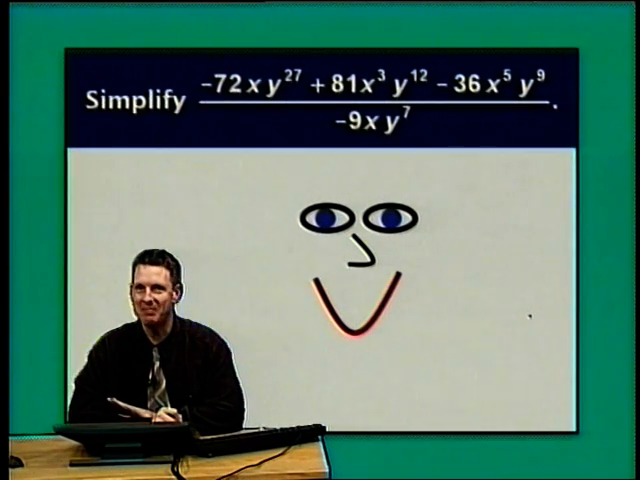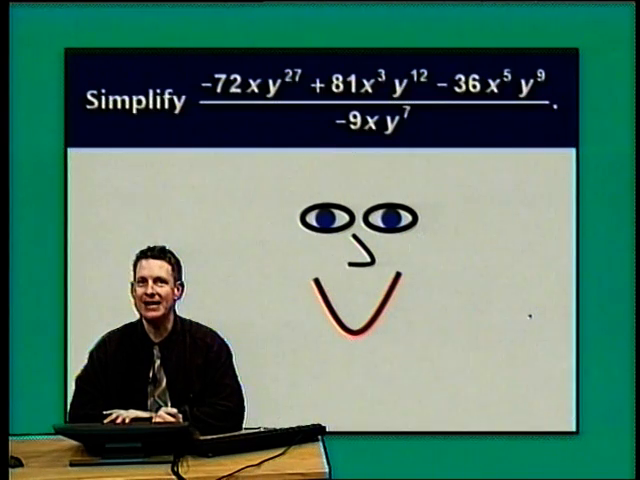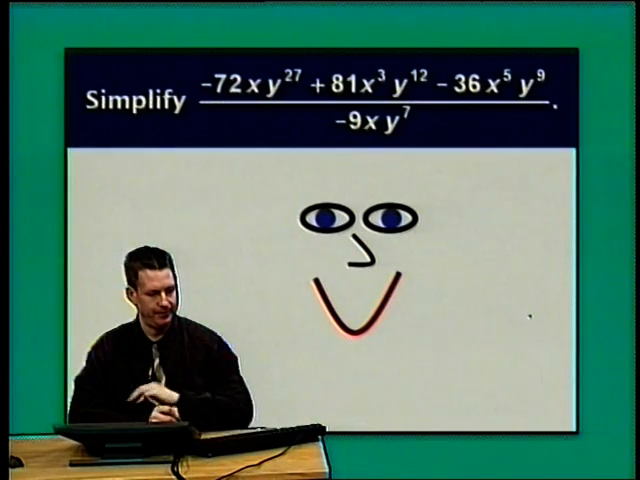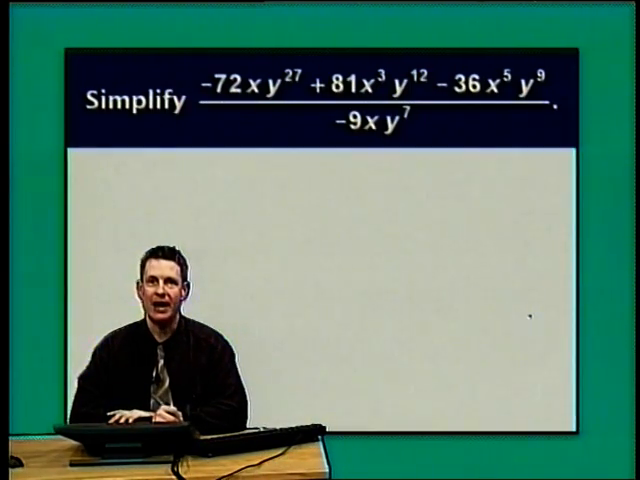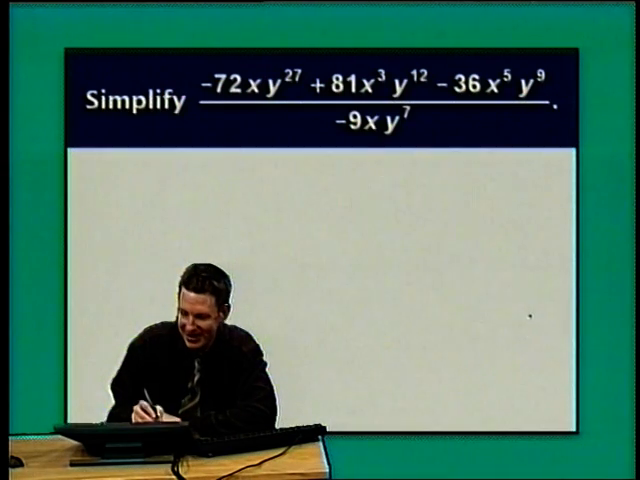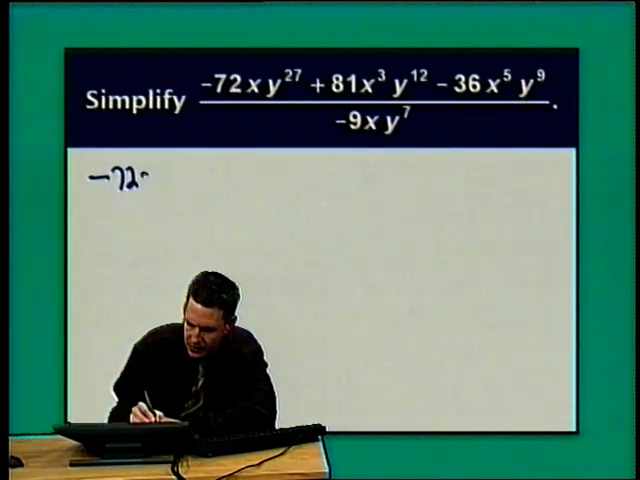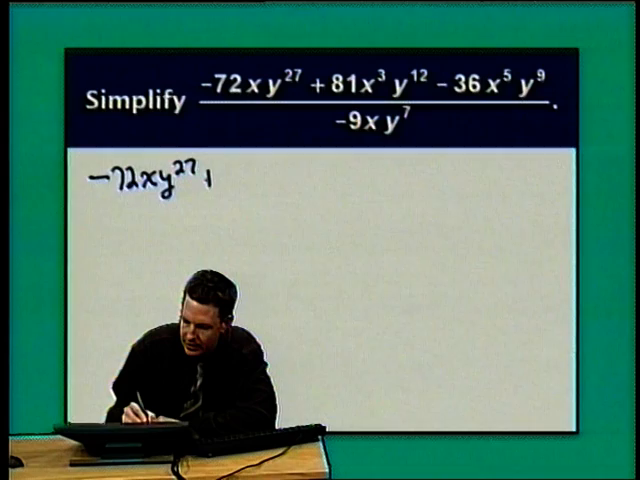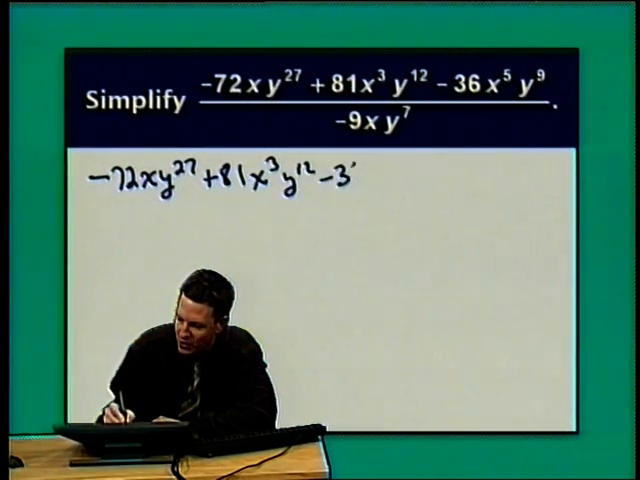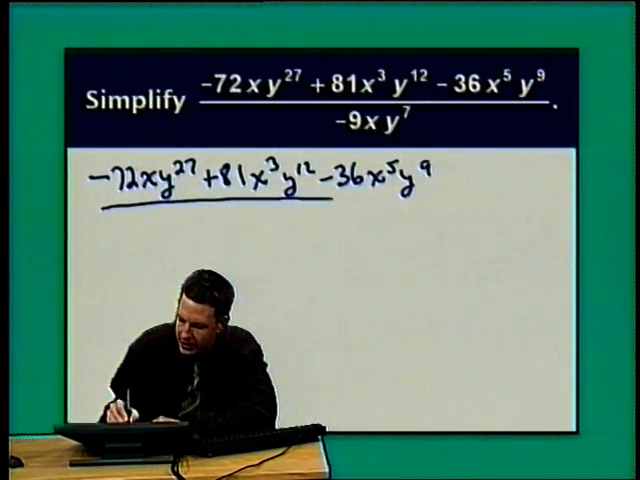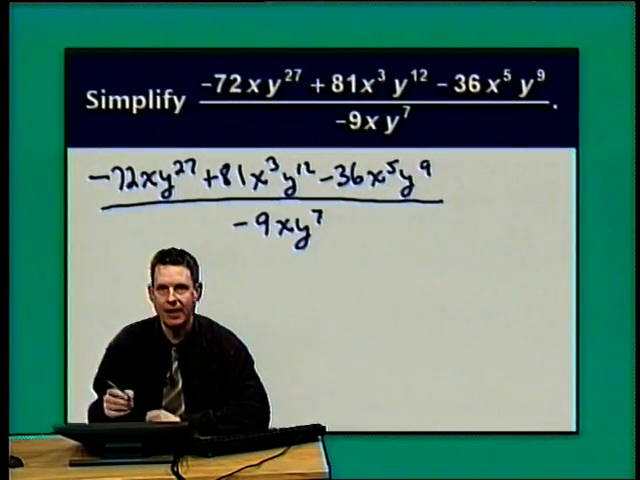So with this nice positive attitude, let's attack this problem one step at a time and see if we can come up with the correct simplification of this pretty scary looking expression. We need to begin by writing down our scary looking expression, which is negative 72 xy to the 27th plus 81 x cubed y to the 12th minus 36 x to the 5th y to the 9th, and this is all being divided by the monomial negative 9 x y to the 7th.